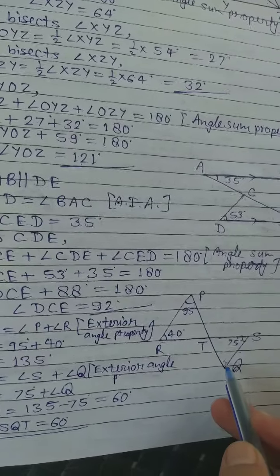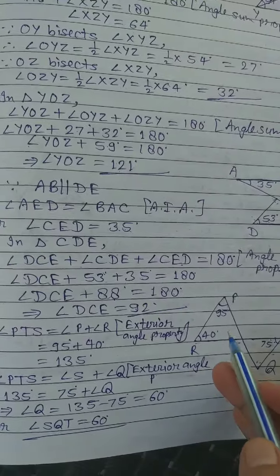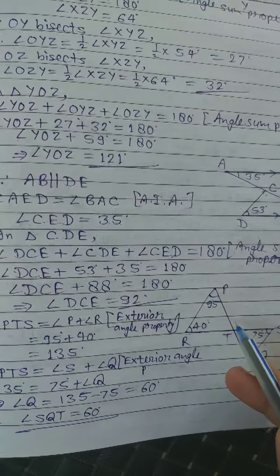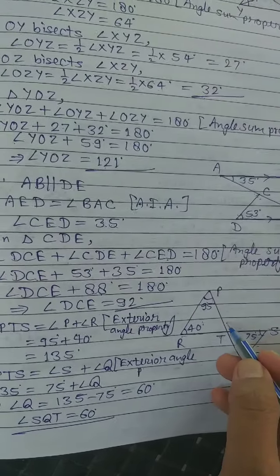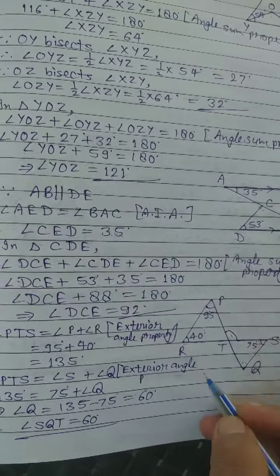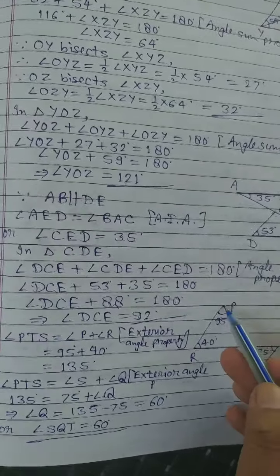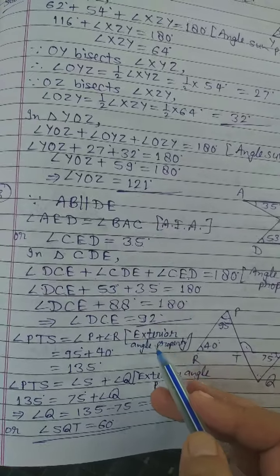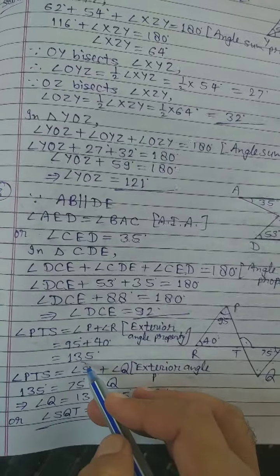Find angle SQT, this one angle Q we have to find. In this triangle we can use the exterior angle property, which means angle P plus angle R equals this angle, angle PTS. So angle PTS equals angle P plus angle R by using the exterior angle property. 95 plus 40 will be 135.